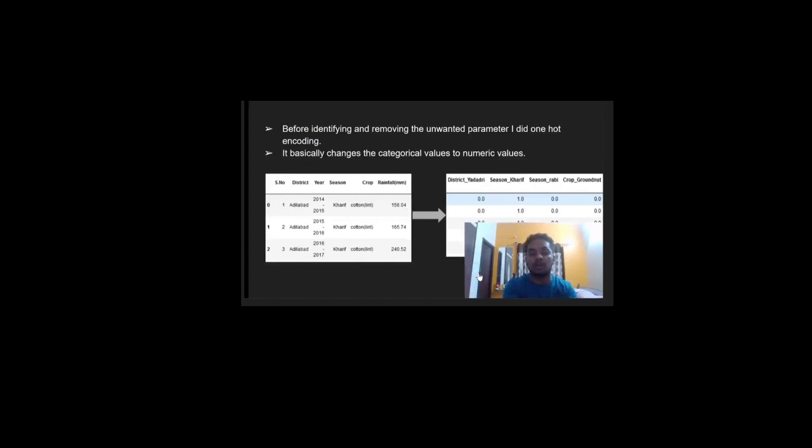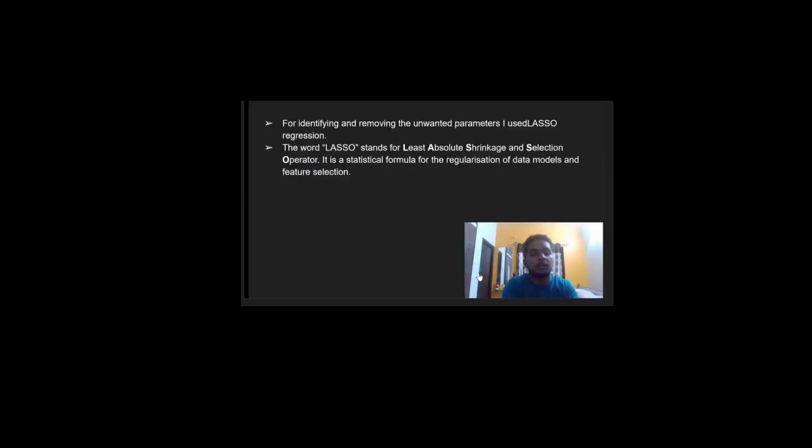So what is one-hot encoding? Basically, it changes the categorical values into numerical values. As you can see here, district, season, and crop are the categorical values, and we have changed them into numerical values such as zeros and ones. Now for feature selection, I used lasso regression. Lasso stands for least absolute shrinkage and selection operator. It is a statistical formula for regularization of data models and feature selection.